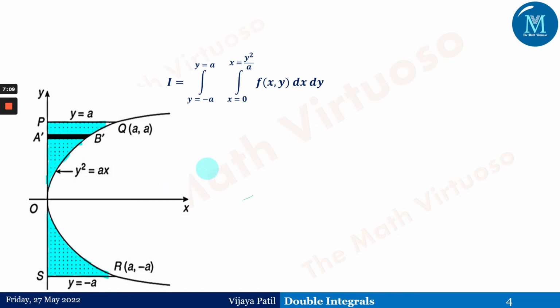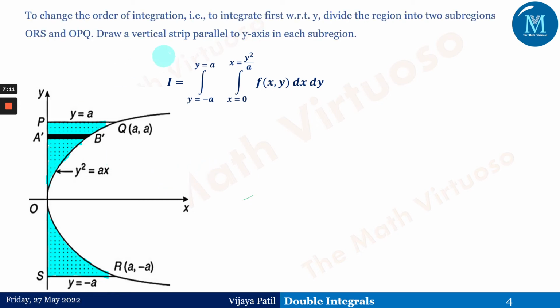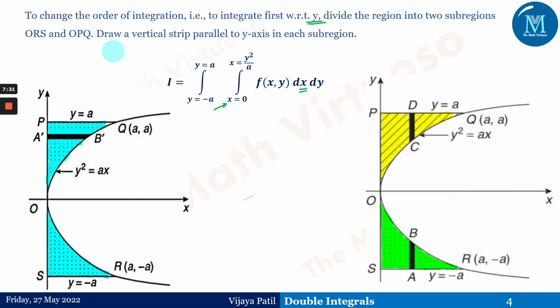What exactly does the change of order of integration mean? We need to integrate first with respect to y. Now in this particular case, we are integrating with respect to x first. But whenever we want to change the order of integration, we have to integrate with respect to y first. Therefore, we need to divide the region into two subregions, ORS and OPQ. Let me show you that. Why is this happening into two different regions? Because we need to have a vertical strip in this particular region, which will be parallel to y-axis.